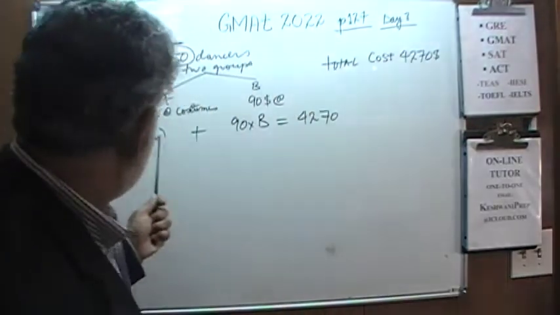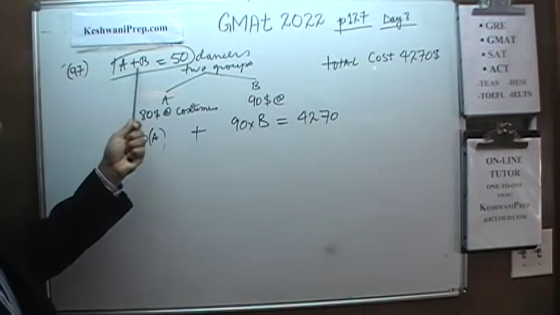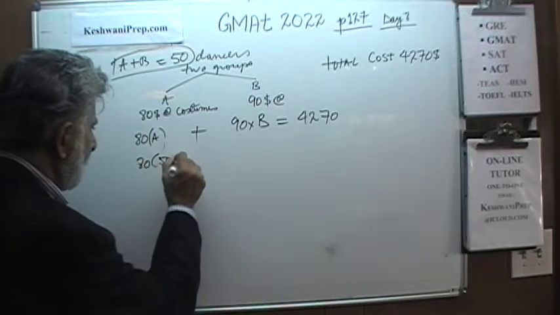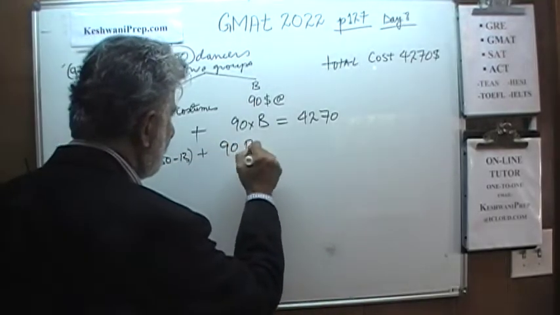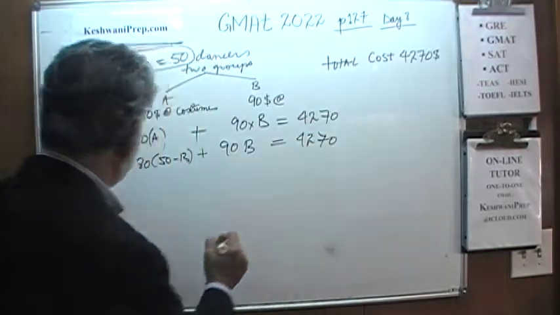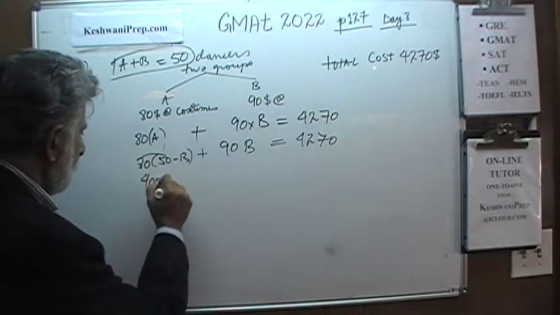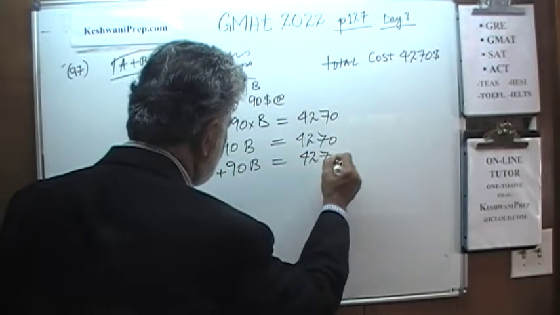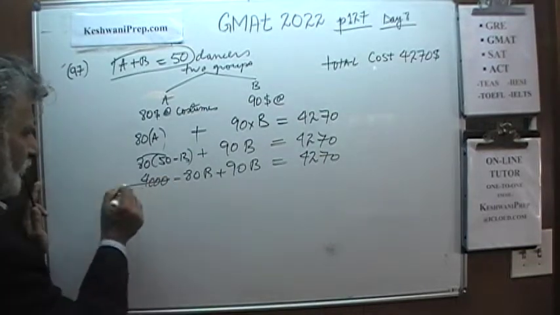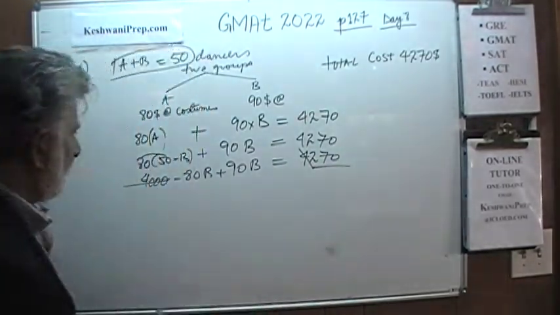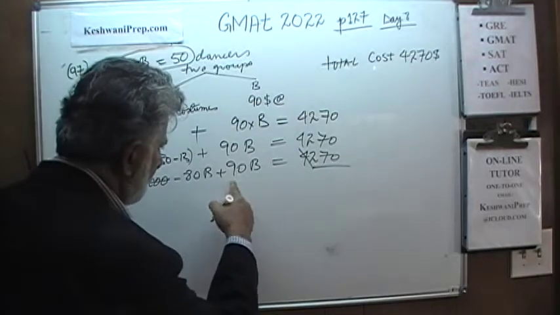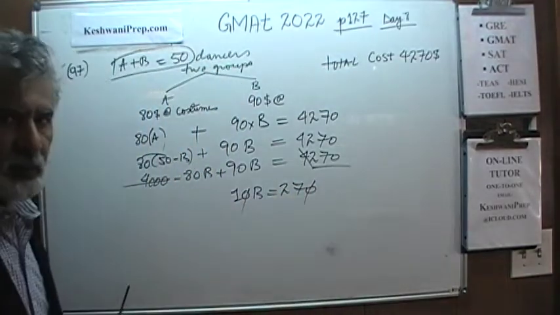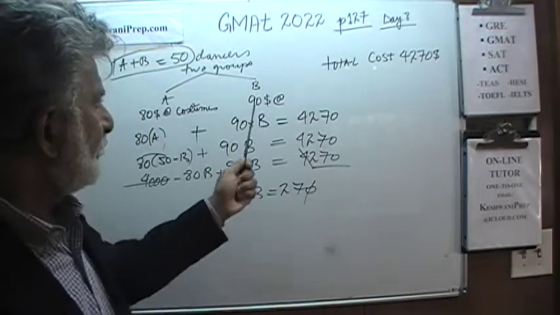Since we want to solve for B, let's substitute A here. A would simply be 50 minus B. Let's put it in here. 80 times (50 minus B) plus 90B has to equal 4,270. Let's open this up. That's going to give us 4,000 minus 80B plus 90B equals $4,270. Let's subtract 4,000 from both sides. 4,000 goes away, and this becomes 270. Here we have minus 80B and positive 90B, so we have 10B equals 270. Therefore, we conclude that there are 27 people in group B, and each costume costs $90.